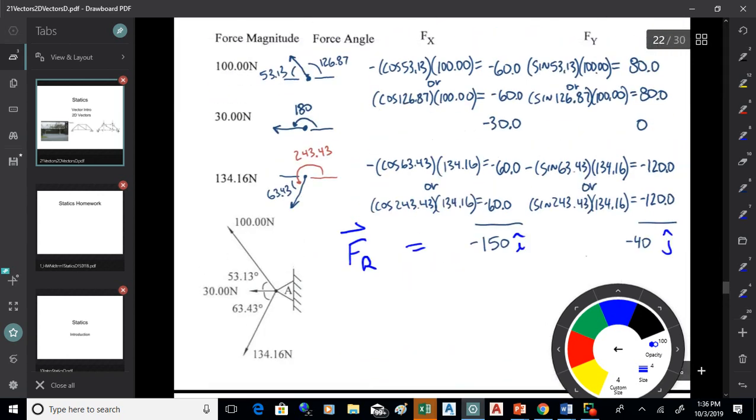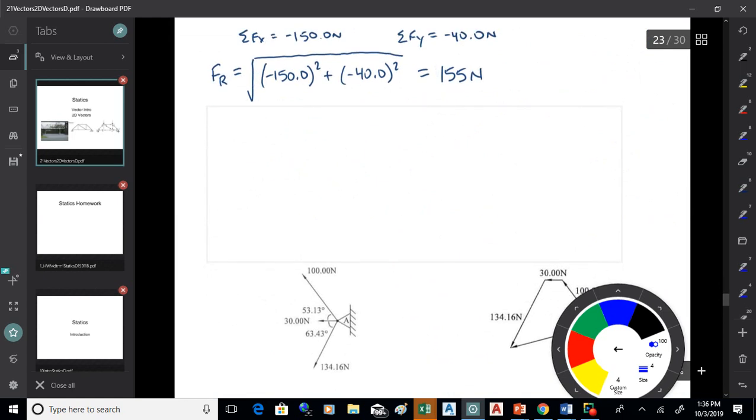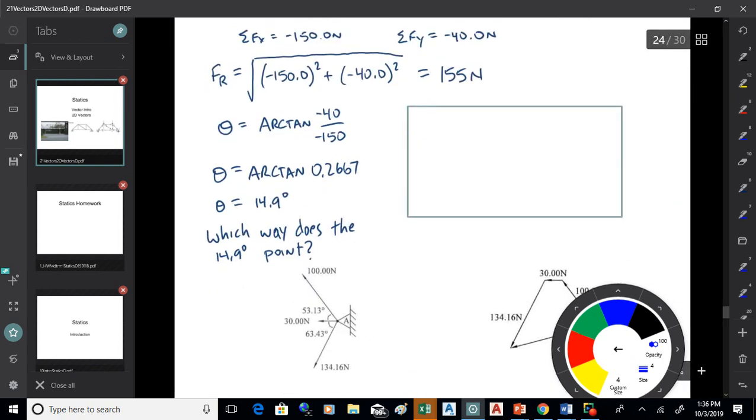Okay, we good? So now if we want to find the total force, we take the square root of the sum of the squares, and we get 155. And then if we want to find the angle, we do the inverse tangent of y over x. We get 14.9 degrees.